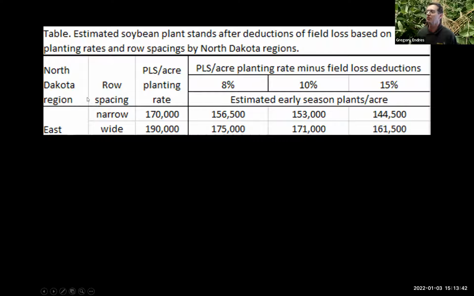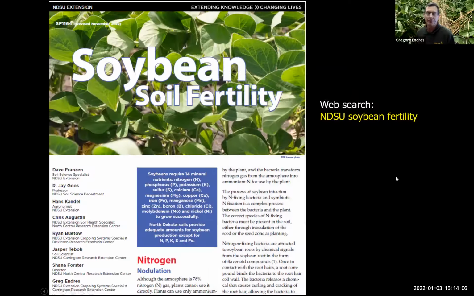So what's very interesting is using narrow rows, 170,000 pure live seeds per acre, a 10% early season plant loss, we come up with 153,000 plants per acre established. And note that that's very close to what our long-term traditional recommendation has been. And that's all I'll say about our current guidelines.